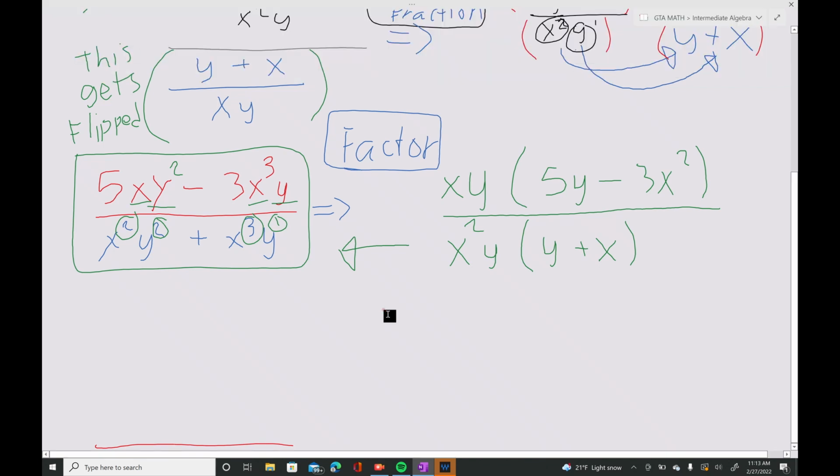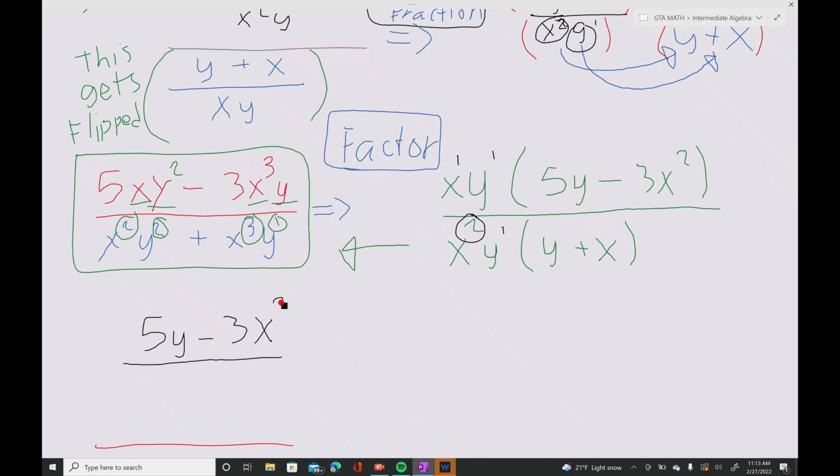So now that we're here, we can actually do some more division. This is x to the first power, y to the first power, y to the first power, x to the second. Since we see there's an x here and an x here, we can divide one out. And we can do the same thing with the y's. So when we simplify this, our answer is going to be 5y minus 3x squared all over x times y plus x. This is our final answer.